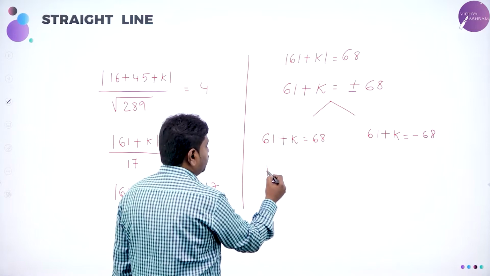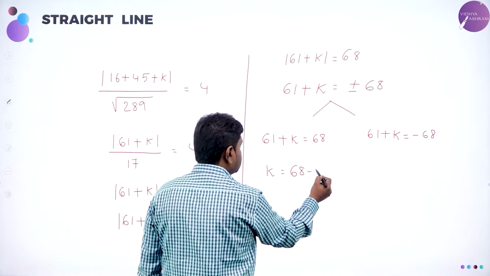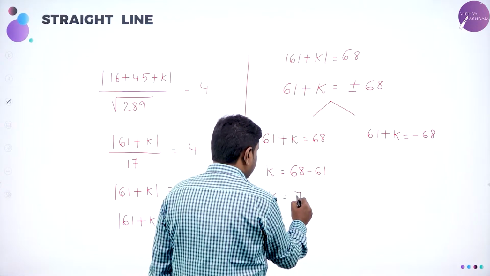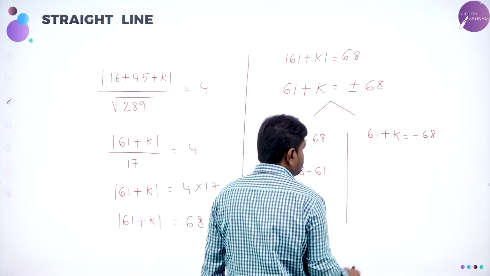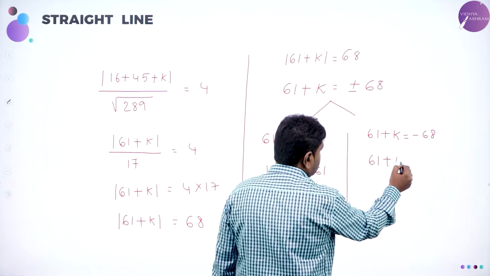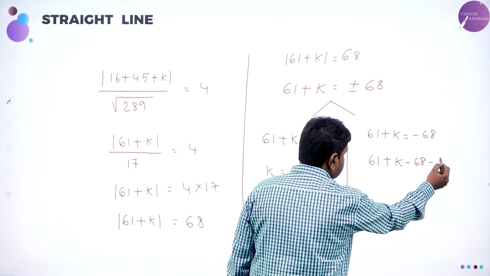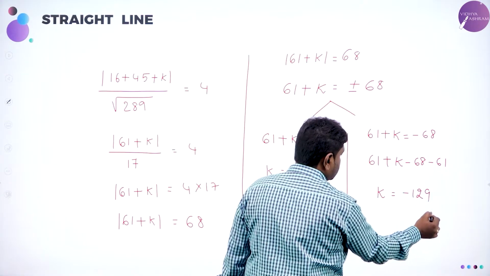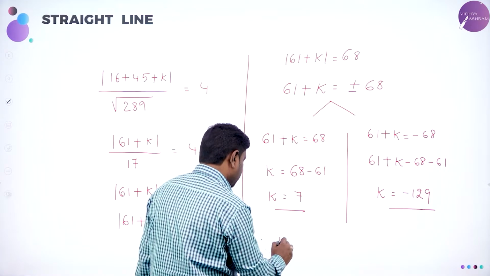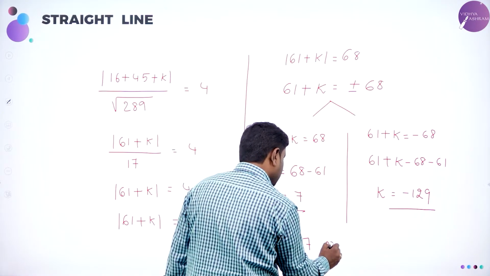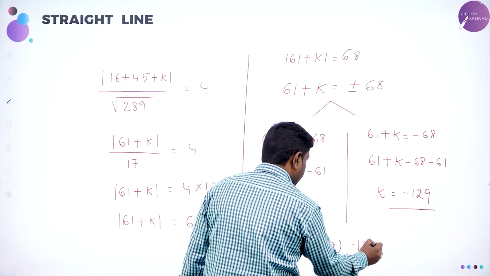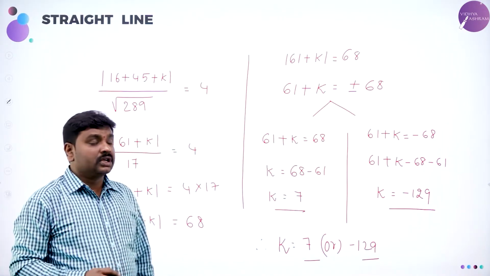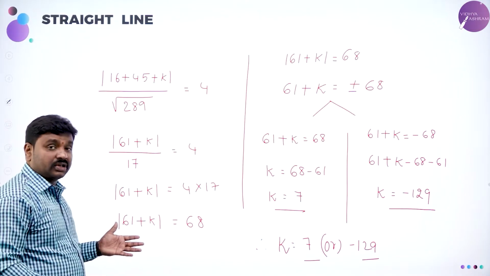Simplify this. So K becomes 68 minus 61, so K will be 7. One of the values of K is 7. For the other possible value, 61 plus K is equal to minus 68, so K is minus 68 minus 61, which is minus 129. Therefore K may be 7 or K may be minus 129. For both values, the distance gives you the same, that is 4.